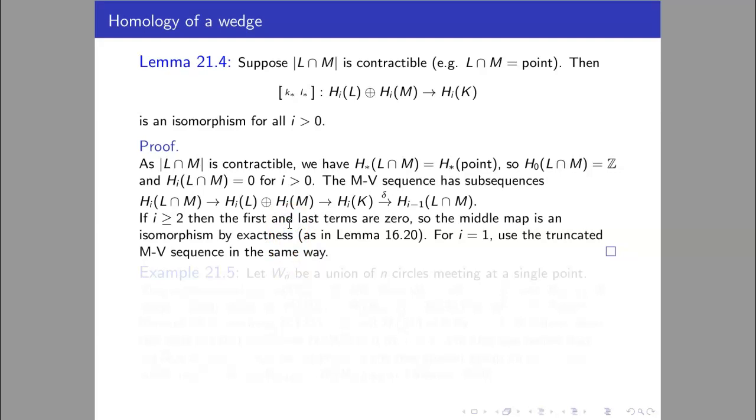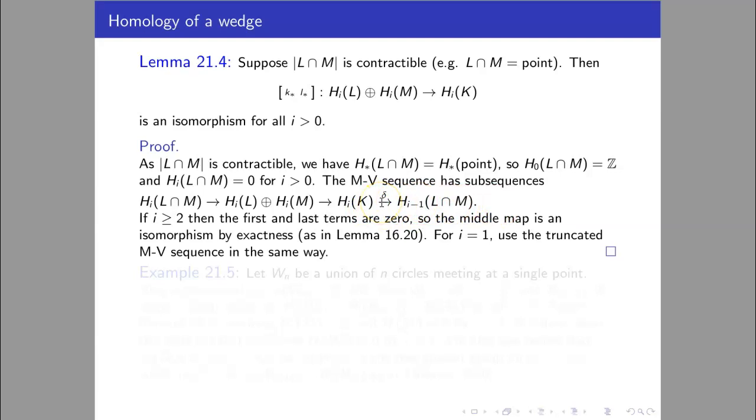But we actually claimed it whenever i is strictly positive. In other words, we are also claiming it for i equals one. So let's look at what happens. If we do this with the normal Mayer-Vietoris sequence for i equals 1, you get H1 here, H1, H1, and then you get an H0. H0 of L intersect M is Z, and so you'd have to worry a bit about that. But it's more convenient not to use the ordinary Mayer-Vietoris sequence, but to use the truncated one, as we discussed in the last video. If we do the truncated one, then instead of having an H0 here, we just get 0. And that truncated sequence, as we proved, is still exact.